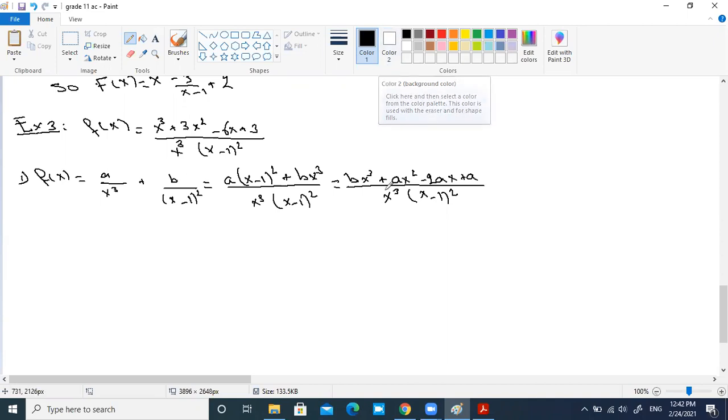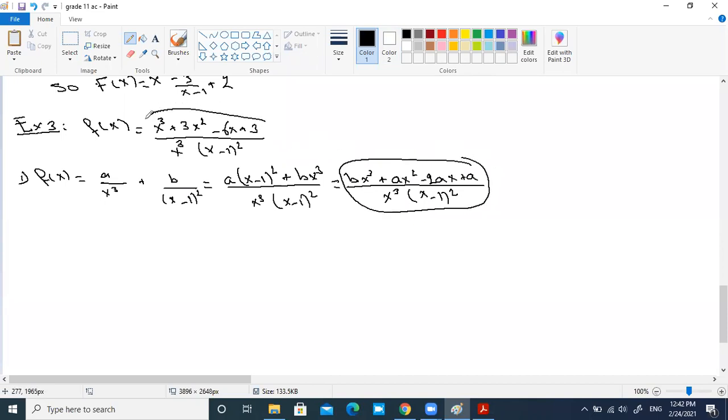So this expression should be equal to this. We have the same denominator, x power 3 into x minus 1 squared. Then the numerators should be equal.